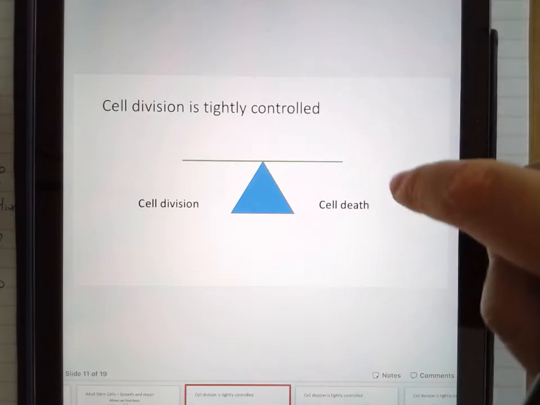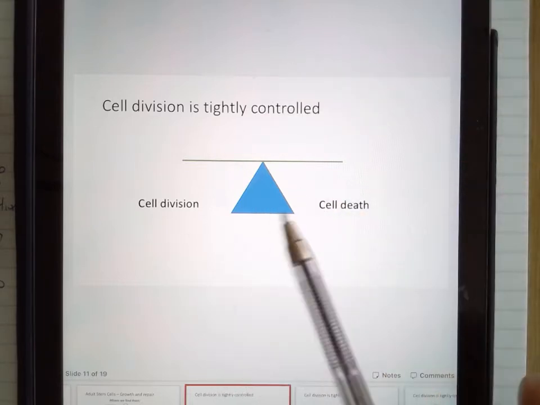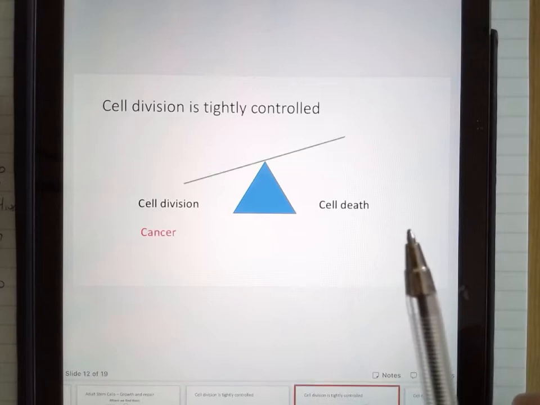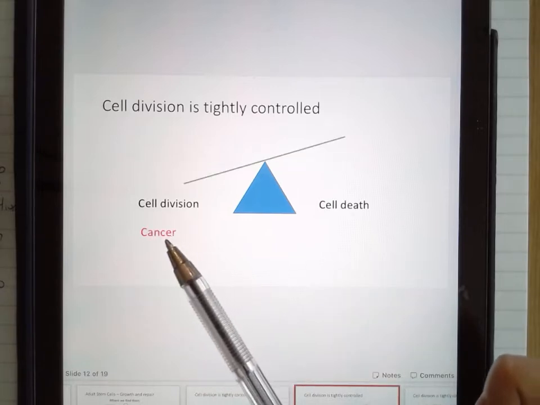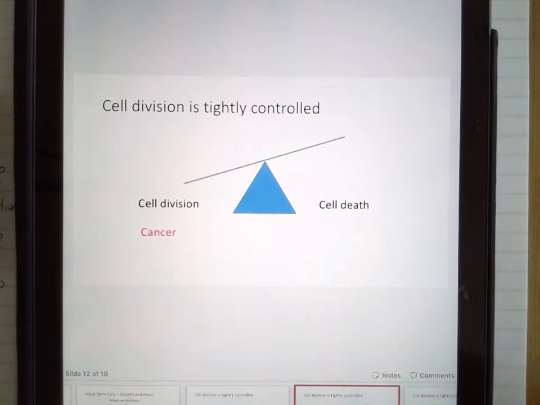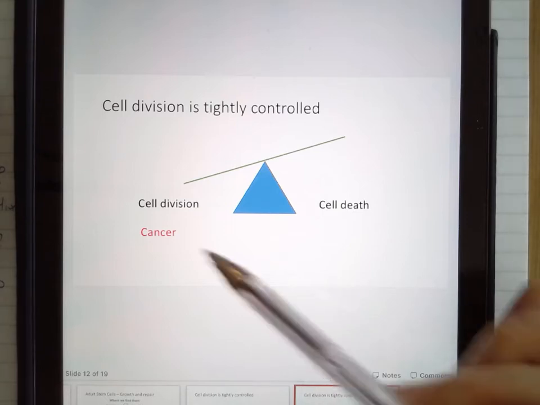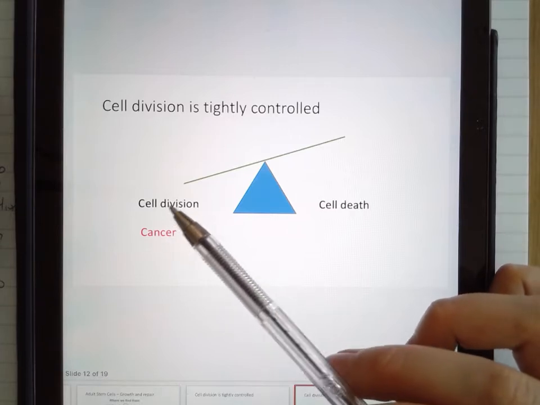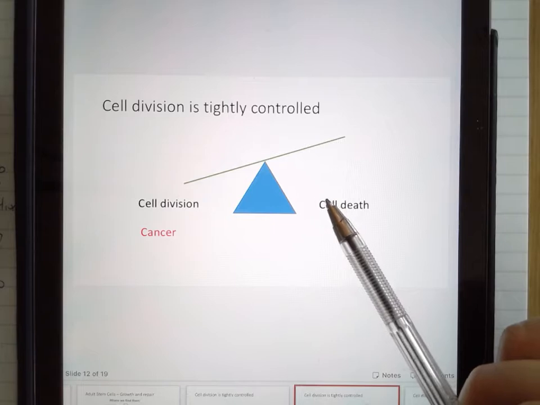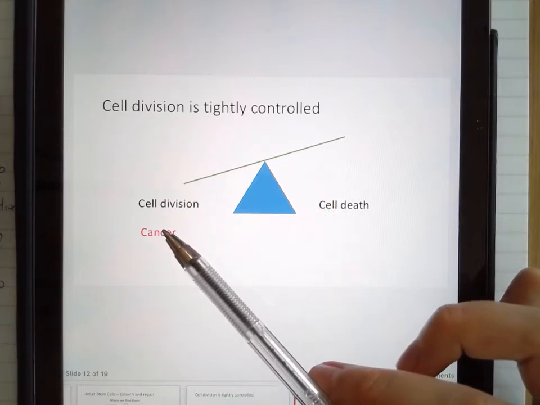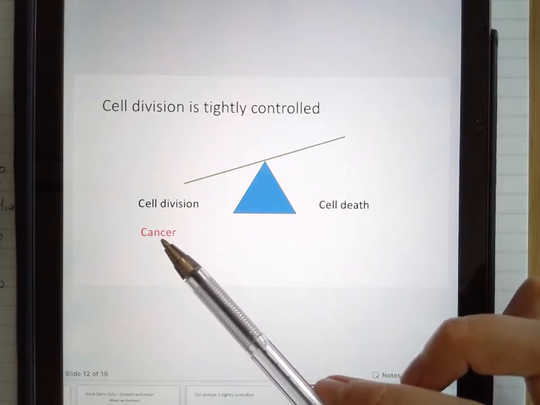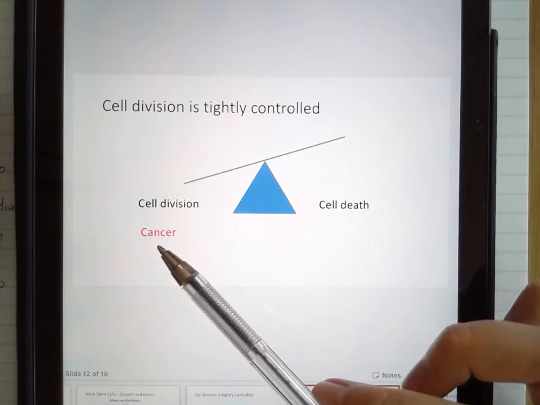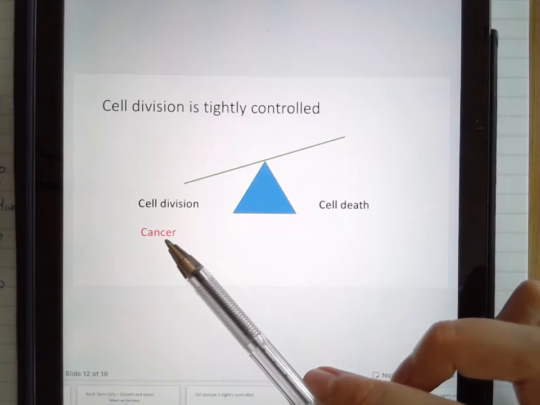Okay? If you do have cells dividing more than they're dying, that can lead to cancer. So cancer is when you've got cells that are growing really, really quickly, and they're growing so quickly that they end up forming big lumps of cells called tumors, which can stop organs working in the correct way.